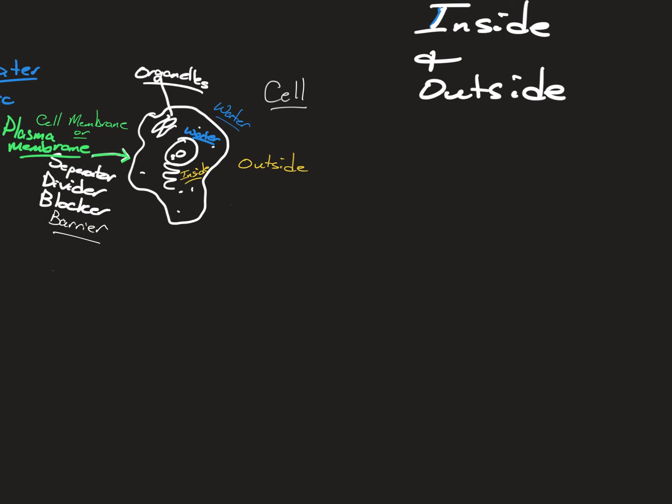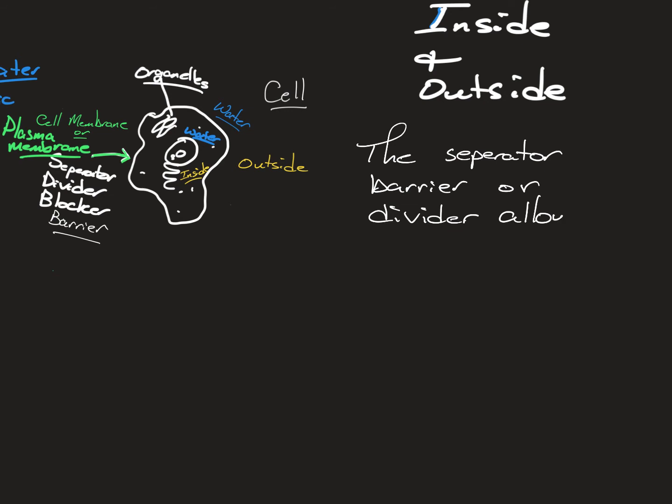So the separator, barrier, or divider. I'm not using wall. Do not use wall. It's going to confuse you later. The separator, barrier, or divider allows the inside of the cell to be different.